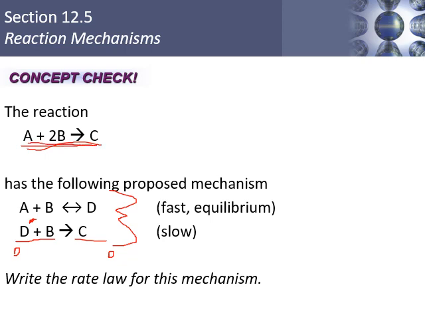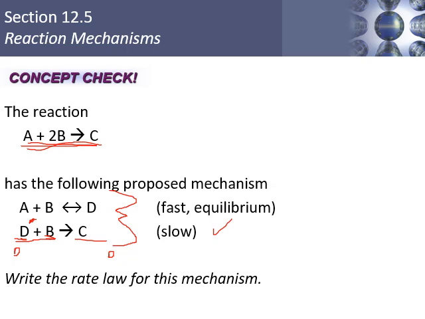So to write the rate law, what we want to do is look at the slow step and say rate equals some rate constant K times the concentration of D times the concentration of B. However, there's a problem because D doesn't appear in the overall reaction. We prefer not to use it in the rate law.